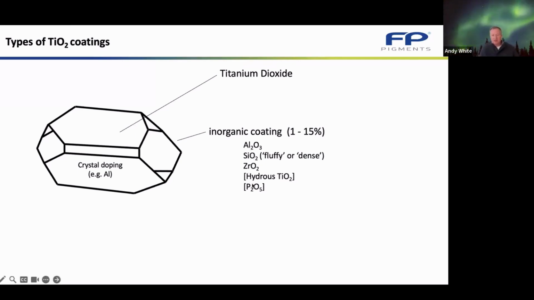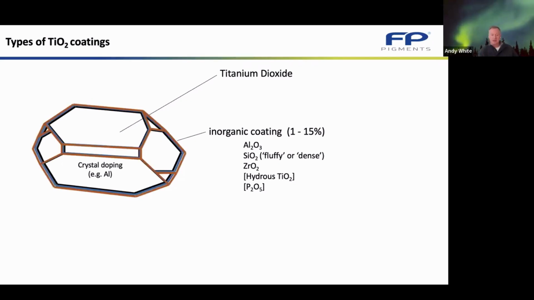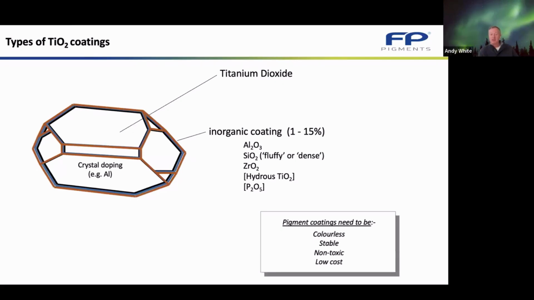I'll talk in detail about these different types. Aluminium oxide is used, silicon is used, zirconia is used. Then hydrous TiO2 and phosphate are also used in order to adjust the surface properties. So essentially, you have your inorganic coating, probably in multiple layers. There are certain super durable TiO2s where the silica coating will be added several times in order to give multiple dense layers and therefore control the properties of the TiO2 in detail.